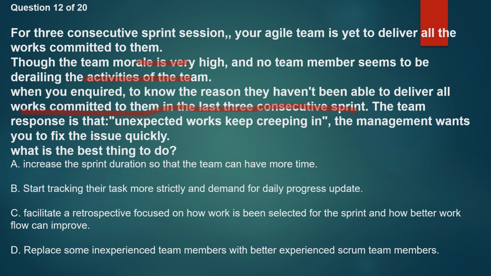First and foremost, let's look at the options. A. Increase the sprint duration so that the team can have more time. Sprint duration, you don't do this. B. Start tracking their tasks more strictly and demand daily progress updates in between a sprint. You don't do this. You give them freedom as a project manager to work.